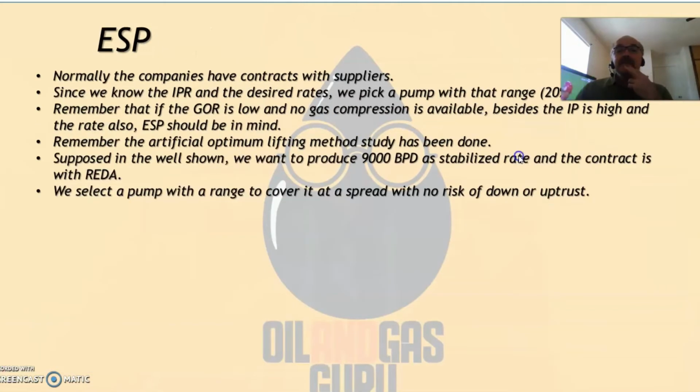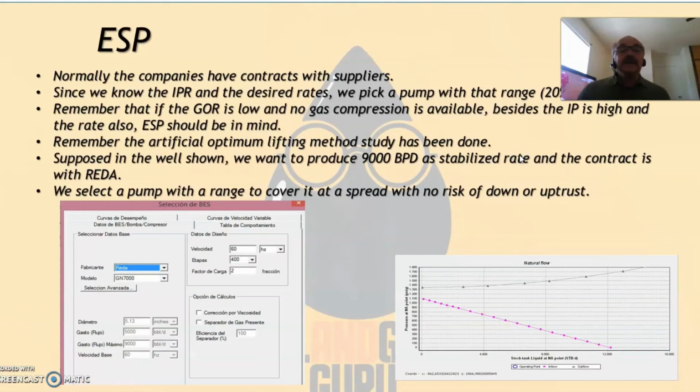And ESP, which is also available in PIPESIM. Remember, the suppliers know very much about the pump, but we know about the pump and we know about the well. And normally the companies have contracts with suppliers, and we know the IPR, the rates, the GOR, we have everything, and we know that the optimum lifting system comes from a huge study.